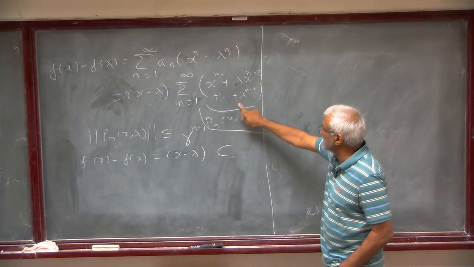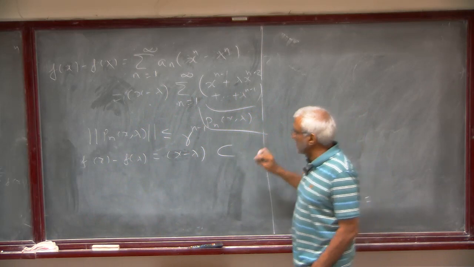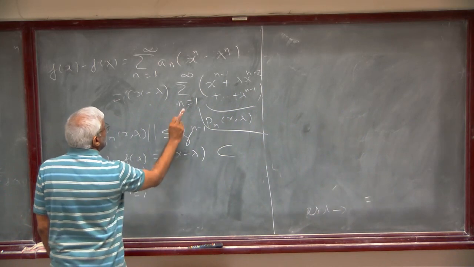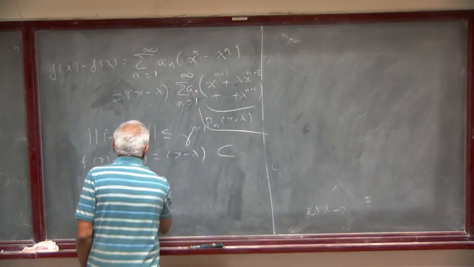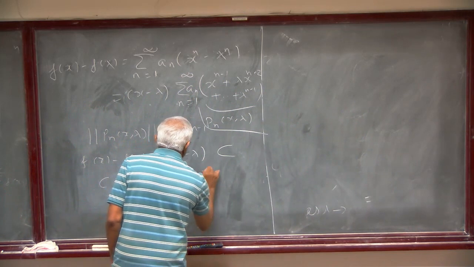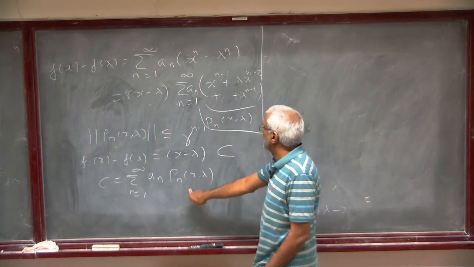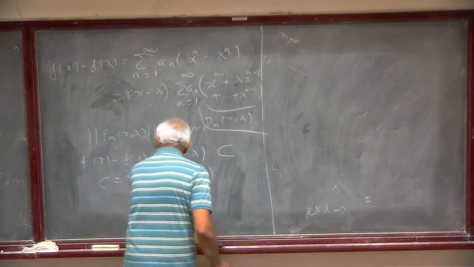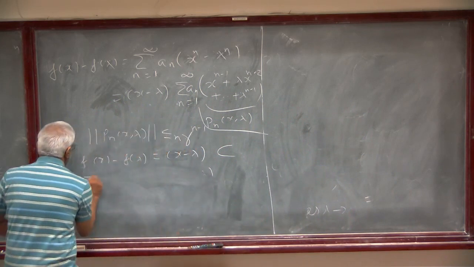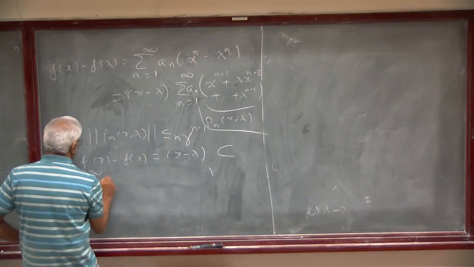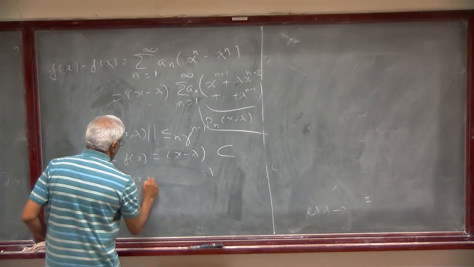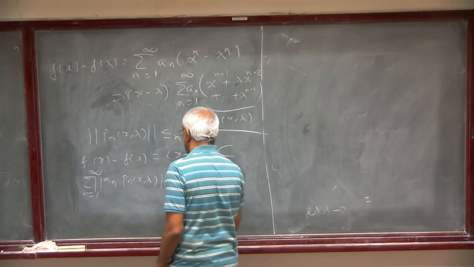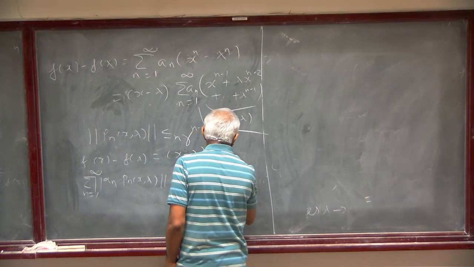I have to say that this converges. Where C is equal to the summation n equals 1 to infinity a_n P_n(x, lambda). And this has, no, this will be n times that. Sorry, this is n times r^n. See, the summation n equals 1 to infinity a_n of this P_n(x, lambda). If we take the norm, this is less than or equal to the summation n equals 1 to infinity |a_n| n times r^(n-1).